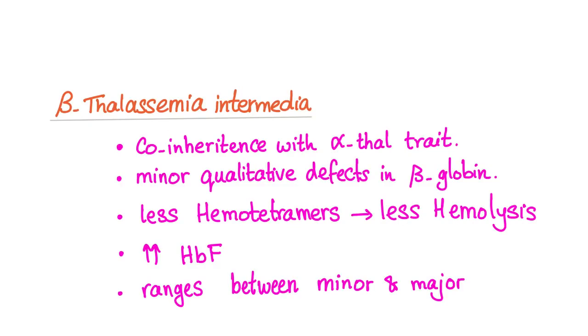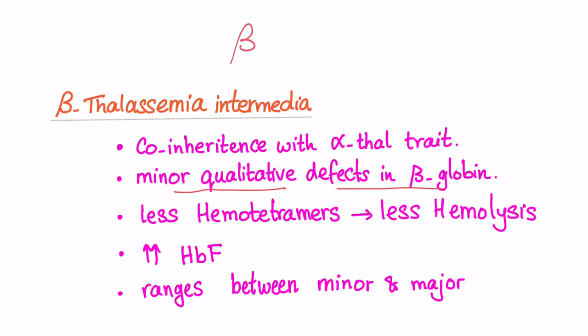Now, the last one, beta thalassemia intermedia. It's an intermediate form. It's not as severe as major, but it's also more severe than the minor beta thalassemia. So there is a co-inheritance with alpha thalassemia trait. So when you have beta thalassemia intermedia, usually you have also alpha thalassemia trait. Fine. Okay, so there is also a minor qualitative defect in the beta globin.